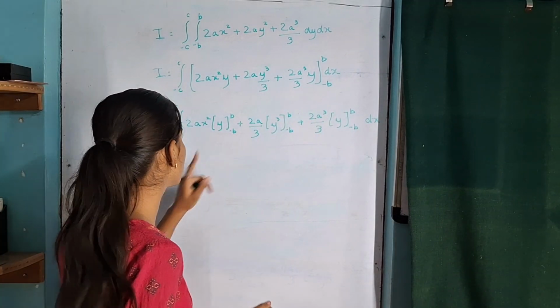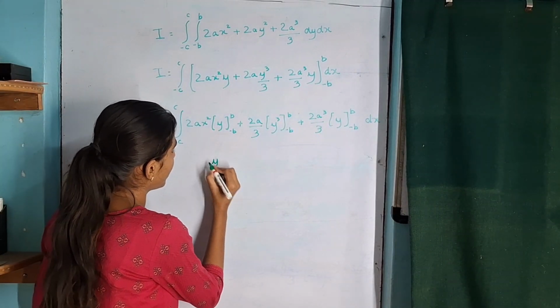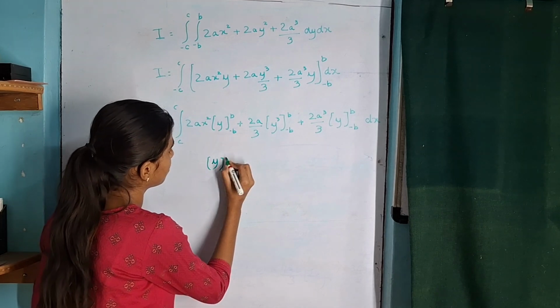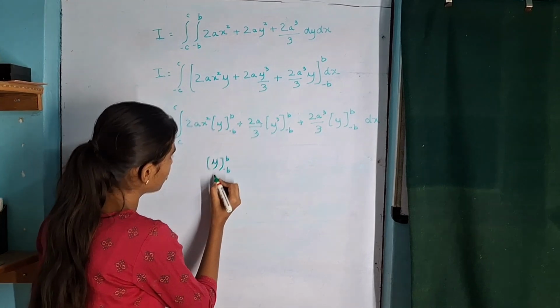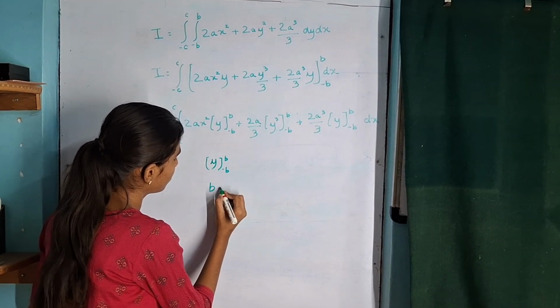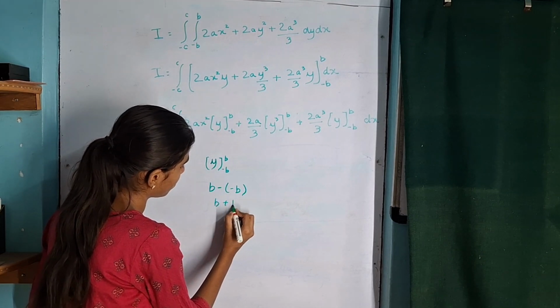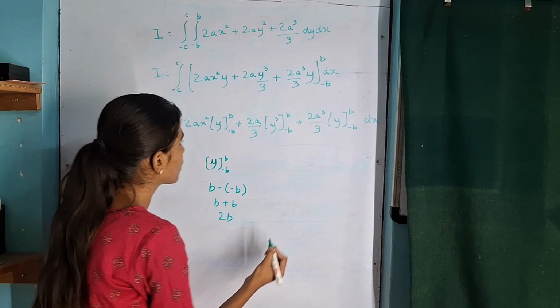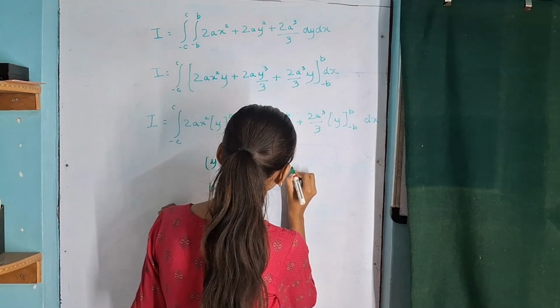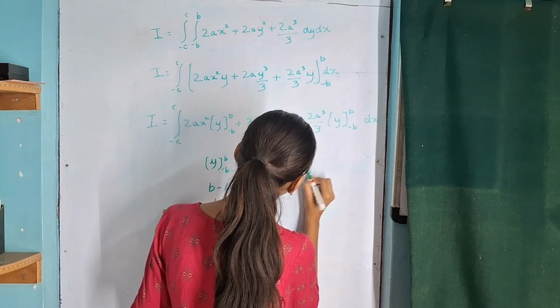So I will show you how to solve this. For y, we have minus b and b. So if you substitute the upper limit, it is b minus of minus b. It becomes b plus b. It is 2b. And y cube, same. The limits are same.